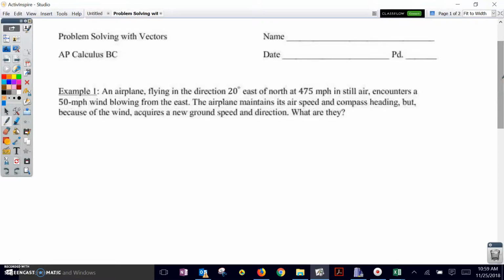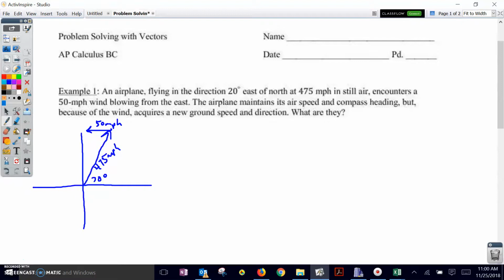We've got an airplane that's flying in the direction 20 degrees east of north at 475 miles per hour. That makes this angle here 70 degrees. And then it encounters a wind blowing from the east. The wind is blowing from the east, so it's heading this way at 50 miles per hour.